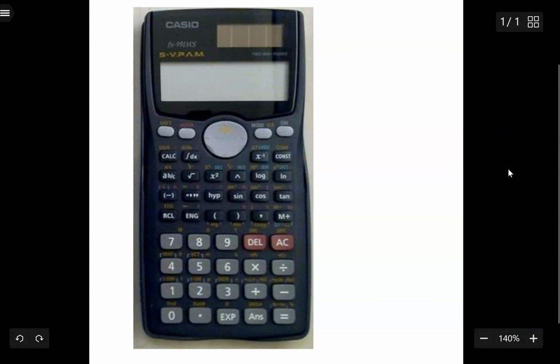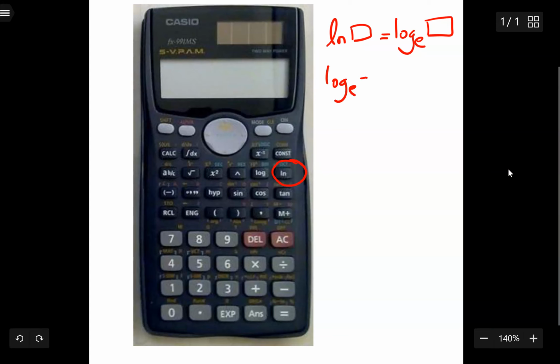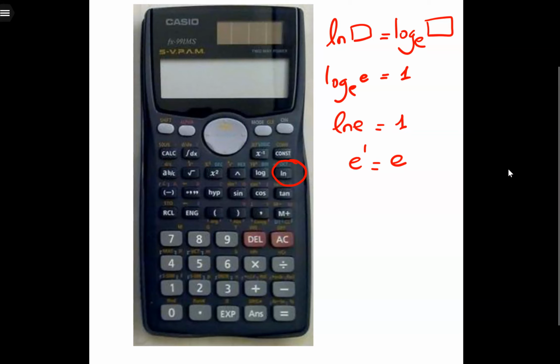Now we are going to work with our natural logarithm key. Natural logarithm of an argument is equivalent to the log of base e of this argument. In the previous example, what I would like everyone to figure out is that log base e of e is equal to 1. So that means ln of e is equal to 1, and we are going to prove that. That means e to the exponent 1 is equal to e. So I would like everyone to try this.